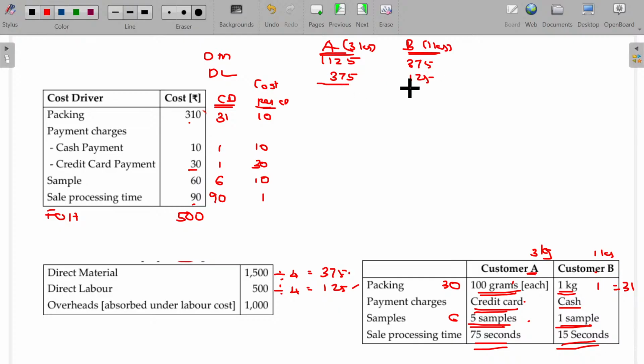So the overall value being 1400 is the prime cost. Here, 500 is the prime cost.